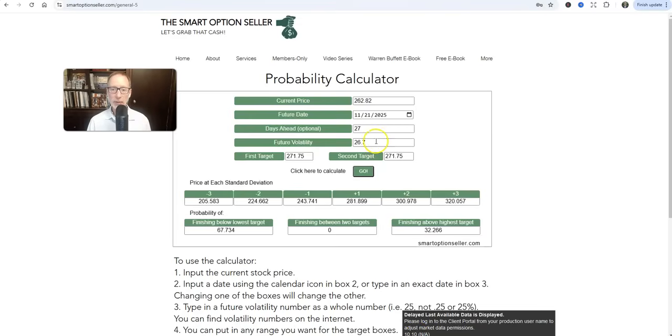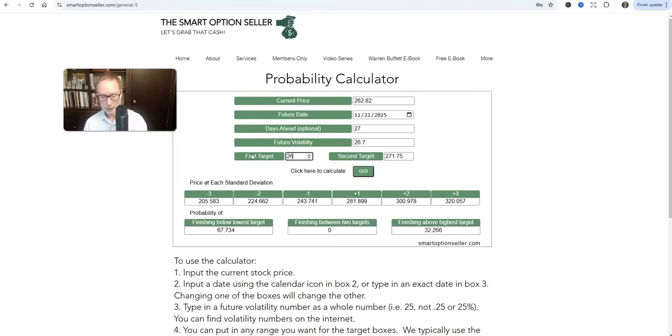So let's go back to the calculator here again. 264.50, I think was the break even. Click on go. So if our break even for the option is 264.50, which is not that far above this price, the option has a little less than 50% chance of just breaking even. Here it says finishing above highest target, which is what we need, 46.5%.